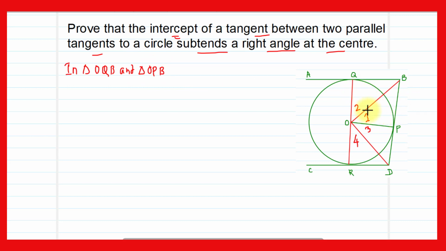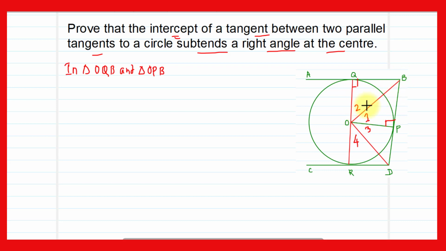In these two triangles we will see that OQ is perpendicular to AB. The reason you know is that the radius is perpendicular to the tangent at the point of contact. Q is a point of contact, and therefore at this point of contact this angle is always 90 degrees. So this is a right angle triangle. Similarly, in this triangle this will be 90 degrees, because OP is a radius and BP is a tangent, and therefore the radius is perpendicular at the point of contact, and so these two are right angle triangles.